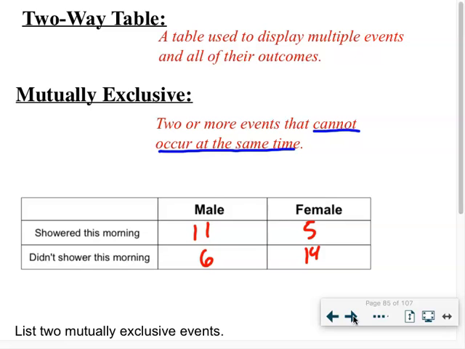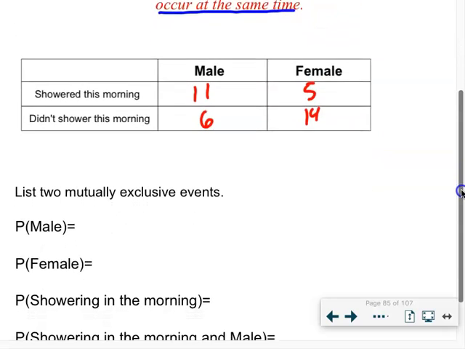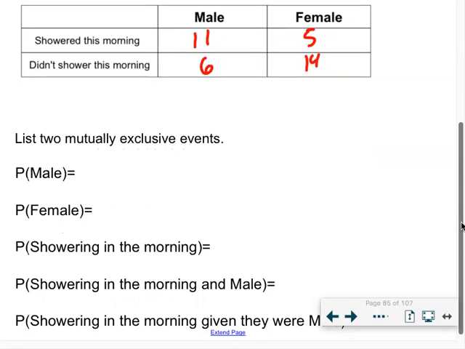Okay, if you need to pause to write those down, then you go ahead and do that. At the top of the next page is where you'll find this table. Just fill it in with my fake numbers, 11, 5, 6, 14.